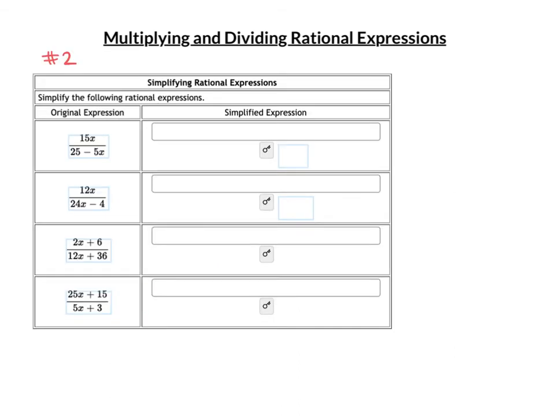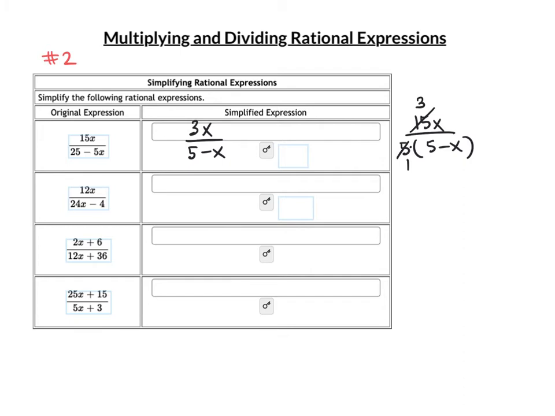Question 2, factor, cancel. This first one is 15x over, below I have a GCF of 5, 5 times 5 minus x. What I just did was create my multiplication right here. That's going to allow me to cancel. I'll divide both of these by 5, and 15 becomes 3, and the 5 becomes 1. And then my answer would be 3x over 5 minus x.